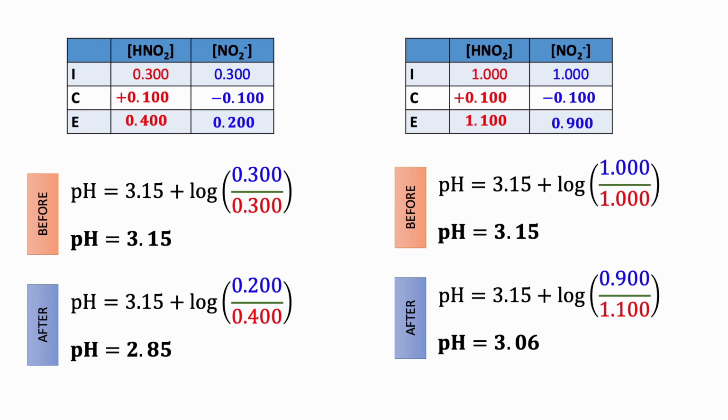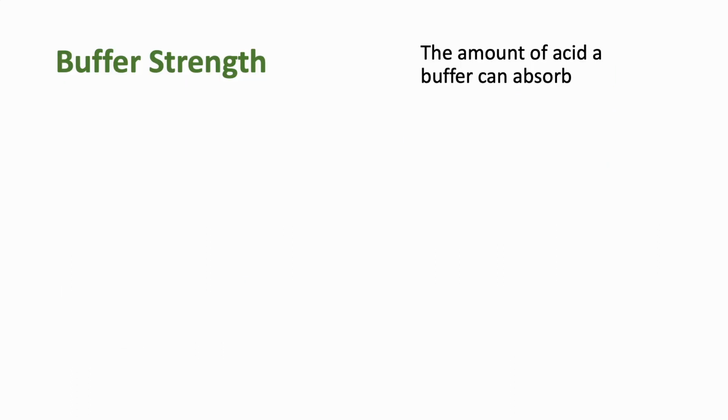So the amount of acid and conjugate base we have in our buffer solution matters, even if we start at the same pH. And that is related to something that we call buffer strength, which is the amount of acid a buffer can absorb. The more buffer components you have in solution, the more that buffer can also protect you from pH swings.